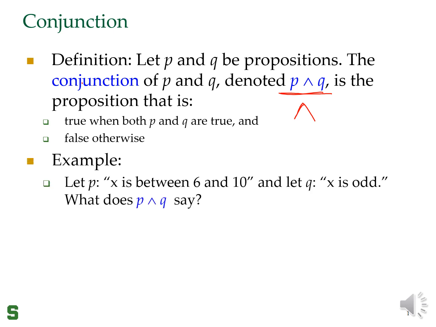So let's take an example. Let's say P is a proposition that says X is a number between 6 and 10. Let's say Q is a proposition that says X is odd. So if I wanted to have P and Q, then I would need that X is odd and between 6 and 10. That would mean that X has to be either 7 or 9.